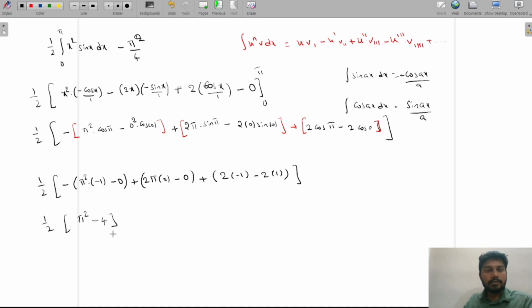See, this is the value of variance. Therefore variance sigma square equal to 1 by 2 of pi square minus 4, hence proved. So this is the third lecture of continuous random variable.